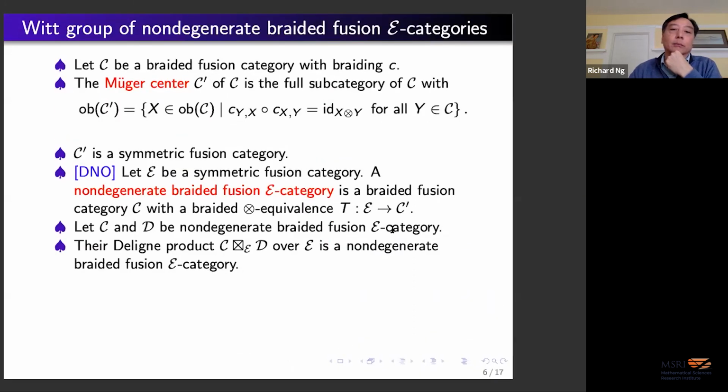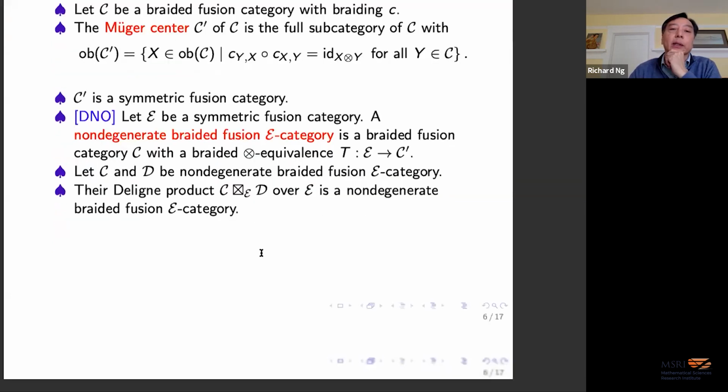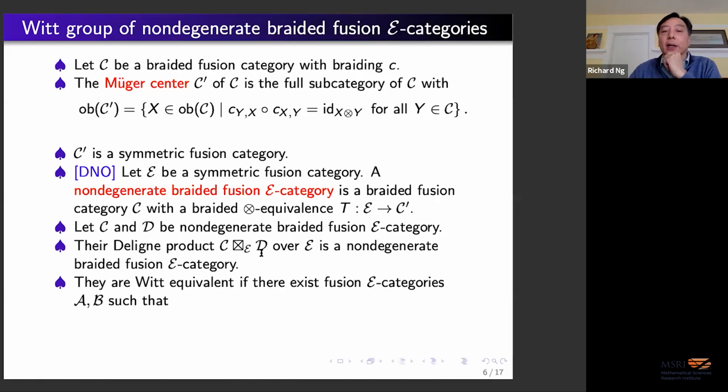So you can talk about the tensor product over epsilon. Suppose C and D are non-degenerate braided fusion epsilon categories, we can define the tensor product over epsilon. So this is again a non-degenerate braided fusion epsilon category. And you can also define the Witt equivalence of these non-degenerate braided fusion epsilon categories.